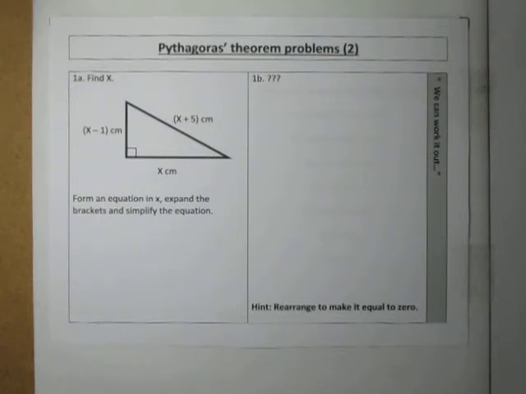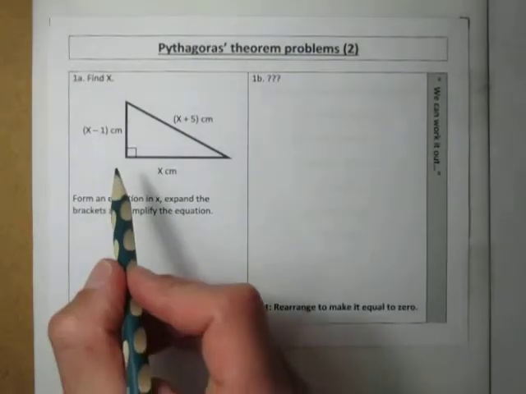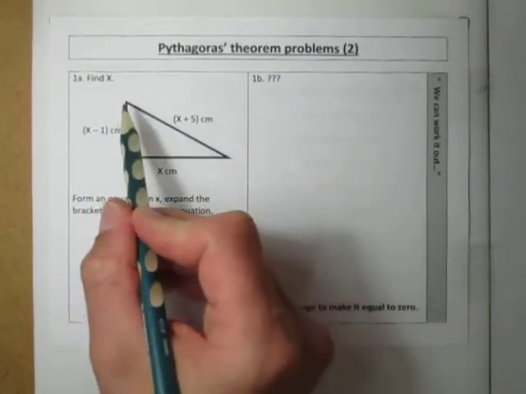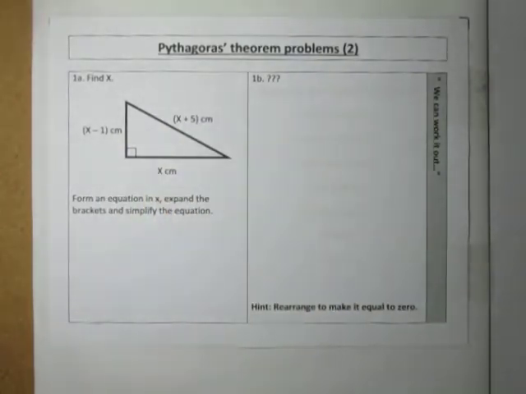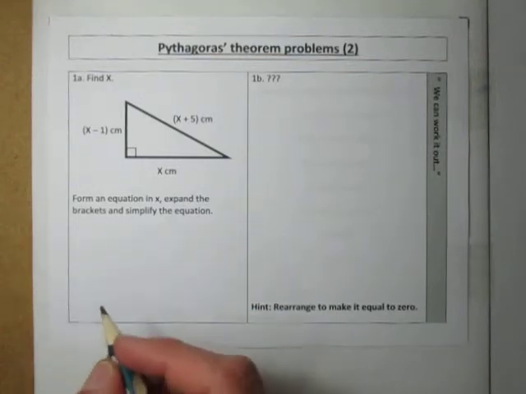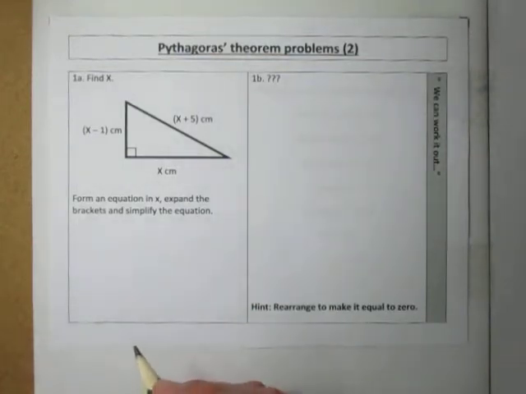So in this example, we're looking to find x, and we're asked to form an equation in x, expand the brackets and simplify the equation. Well, hopefully we recognise that this is a right angle triangle and that these sides are going to be linked together by Pythagoras' theorem. So if we do that, we can form very quickly the following equation.